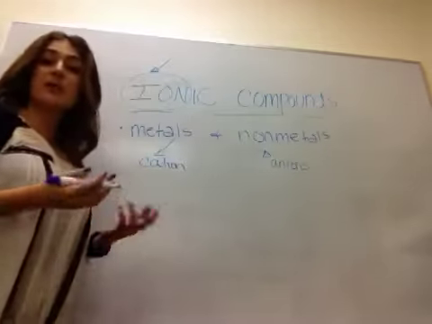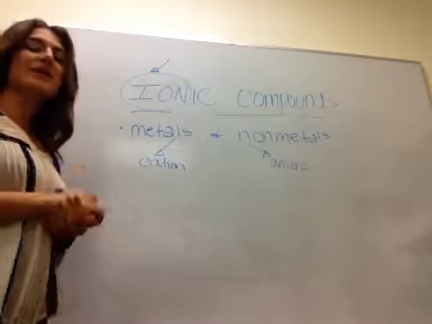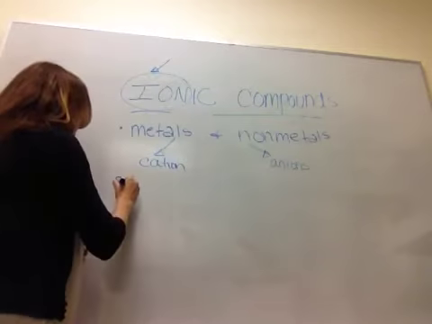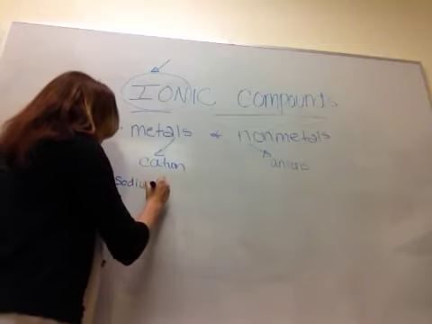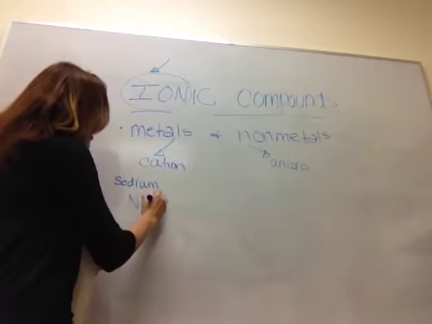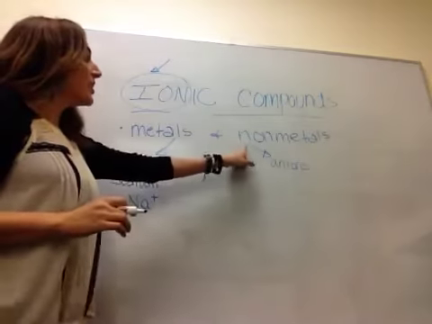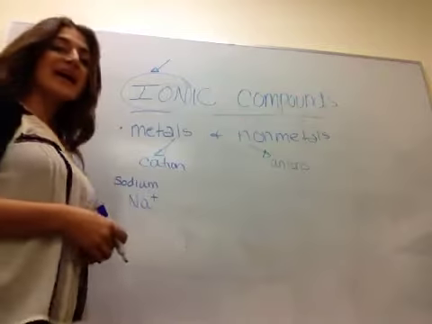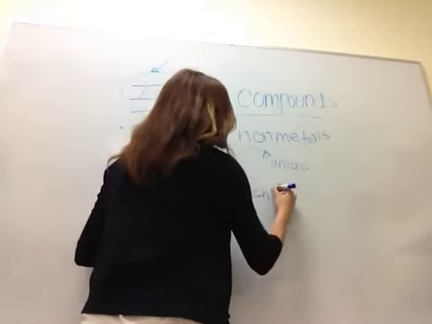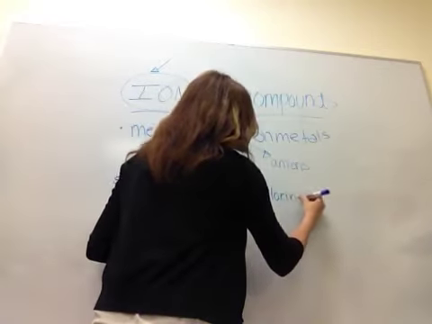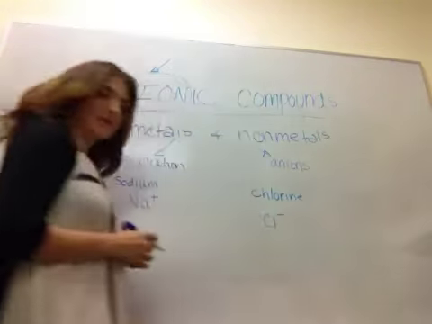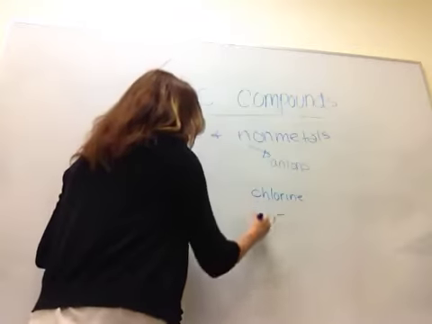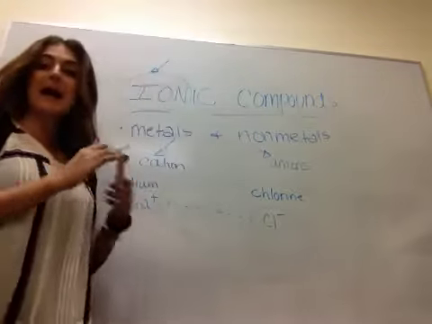So let's take a look at your periodic table and pull some ions out. I'm going to pull out sodium. So sodium as an ion is Na+. A nonmetal that you're familiar with is chlorine. Chlorine as an ion is Cl-. Okay? These two will come together and have an attraction and bond.